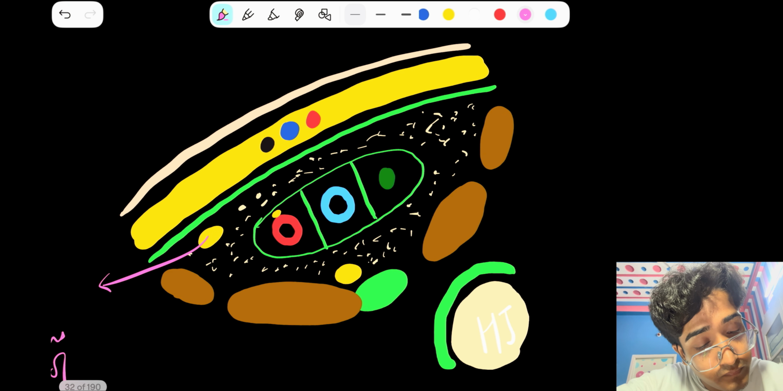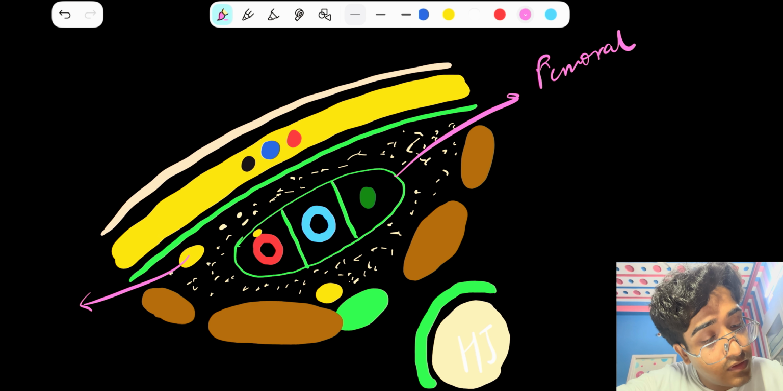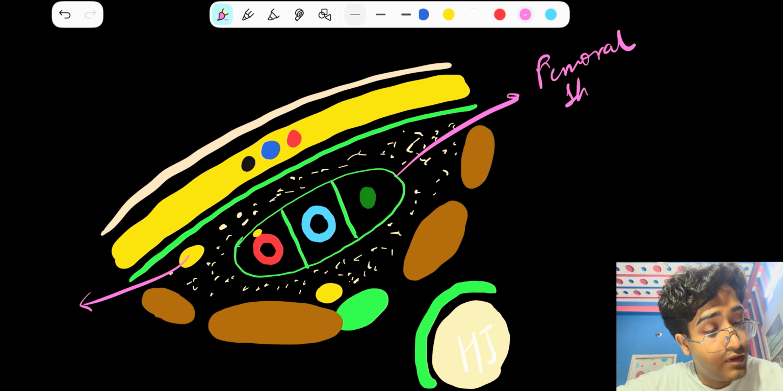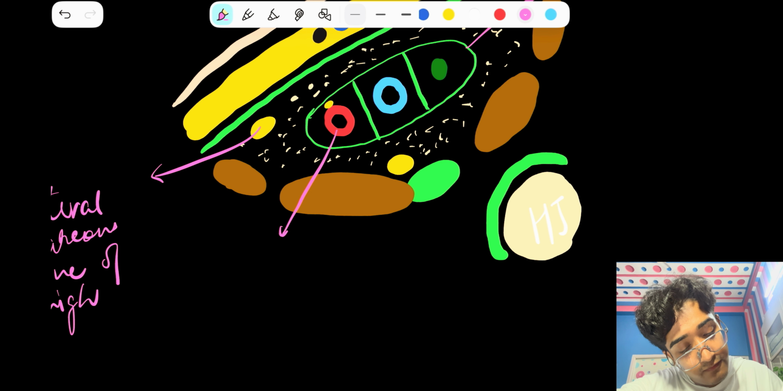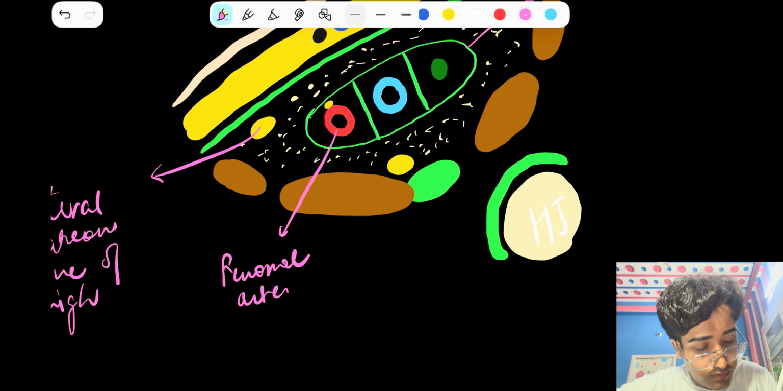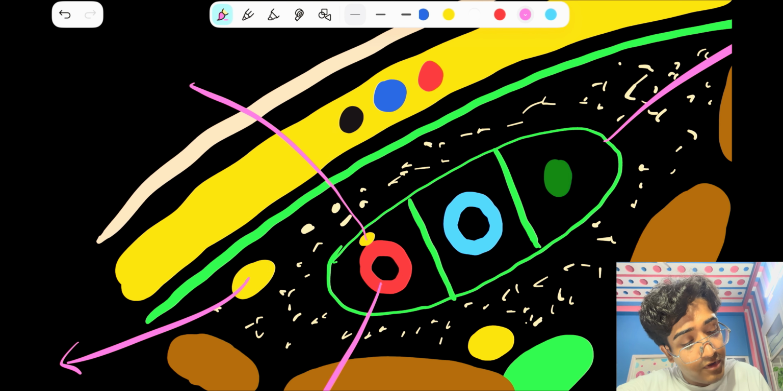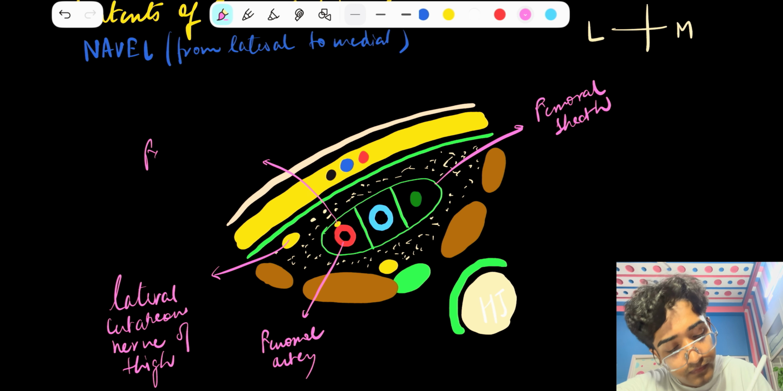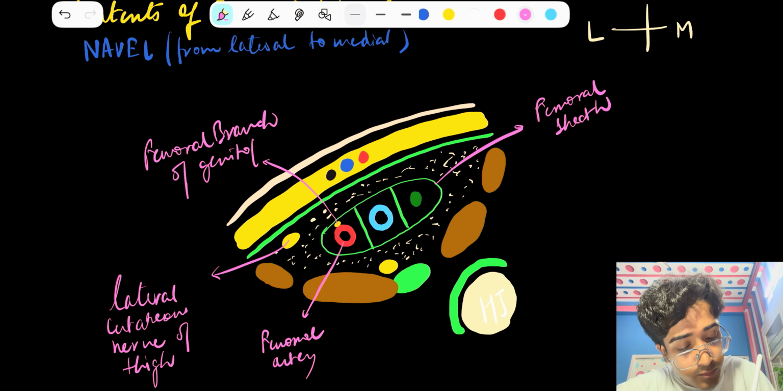Then this green sheath-like structure is known as the femoral sheath. We'll discuss it in later videos. The femoral sheath has 3 compartments. In the lateral compartment we have the femoral artery and the femoral branch of the genitofemoral nerve.